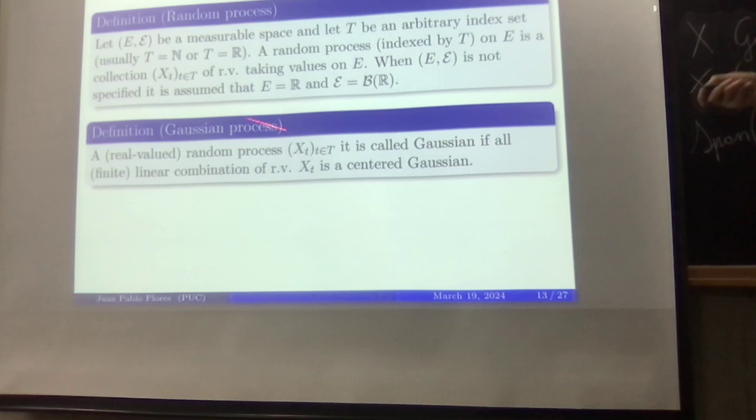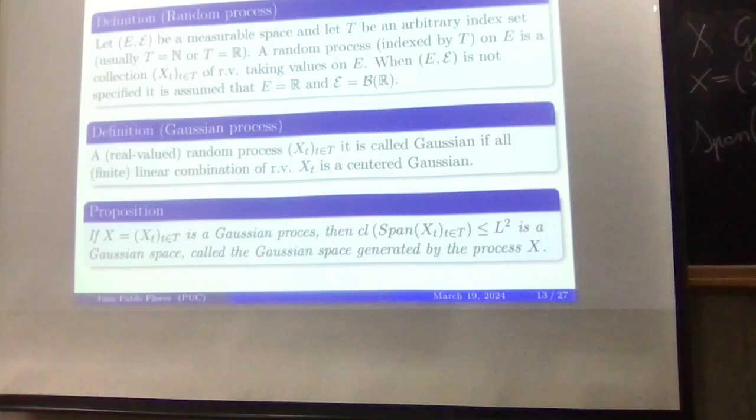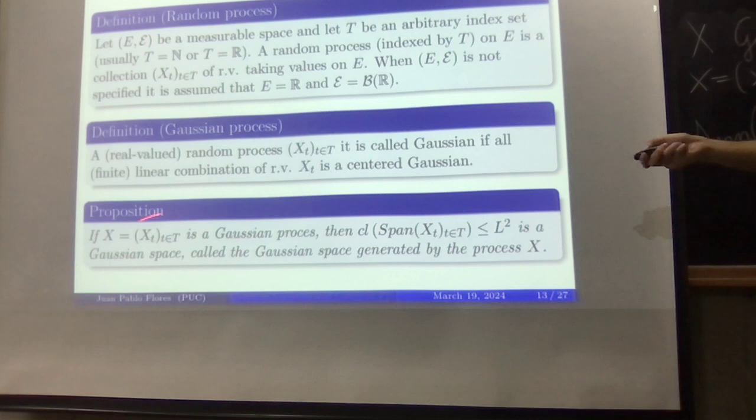Well, a Gaussian process is like a generalization of a Gaussian vector, only with infinitely many elements. And here is a proposition: if we have a Gaussian process and we take first the span of this Gaussian process, the span is going to be all Gaussians by definition of Gaussian process. And then if you take the closure, by what I said before, this subspace is also going to be only Gaussians, and it's going to be closed because you are taking the closure. So this subspace is going to be a Gaussian space, and we are going to call that space the Gaussian space generated by the process.